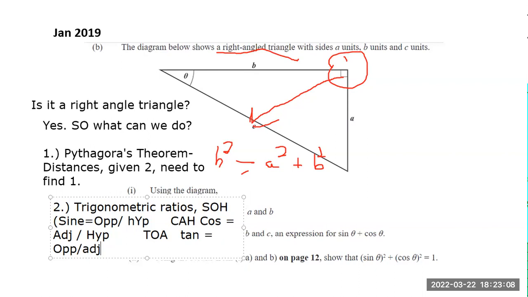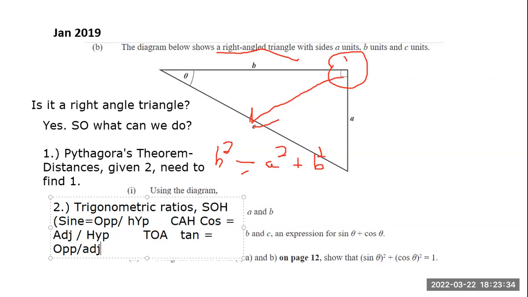So we can use Pythagoras' theorem. Again, when do we use Pythagoras' theorem? We use it when we have a right angle triangle, we know two sides, and we need to find the third. That's when we use that. The second thing we can do is the trigonometric ratios, SOHCAHTOA, sine, cosine and tangent. When would we use this? We would use this when we have a side and an angle included.